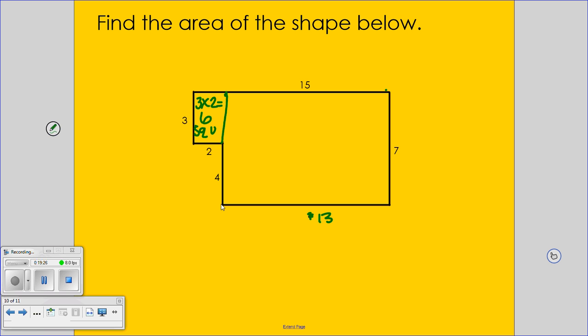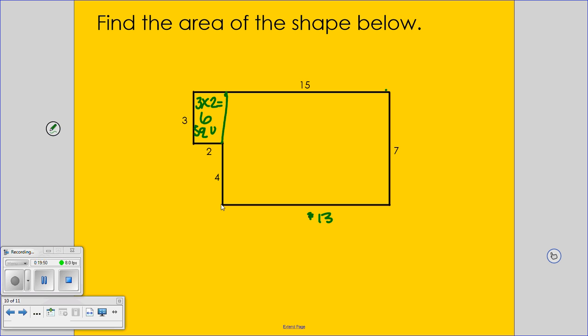What are we going to do for this big rectangle? I got 7s, 4s, 13s, 15s. I got a lot of numbers going on. Lauren, what are you thinking I'm going to use? I'm going to turn the 4 into a 7. You're going to turn the 4 on that side to a 7 because on the other side it's the same length. So you're telling me I can't just use that 4?